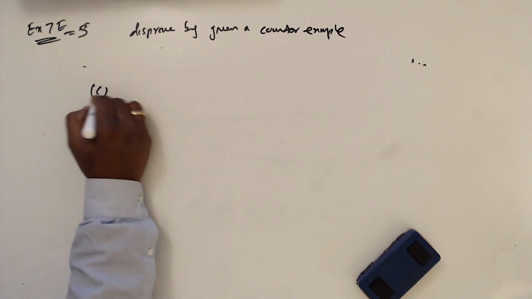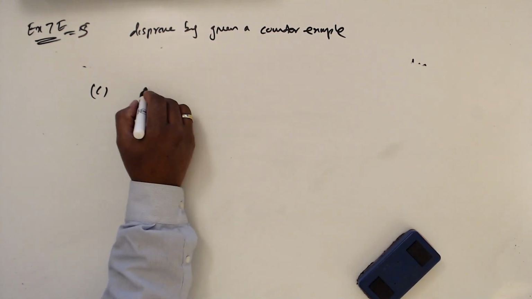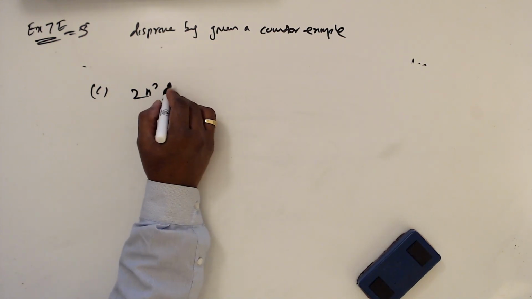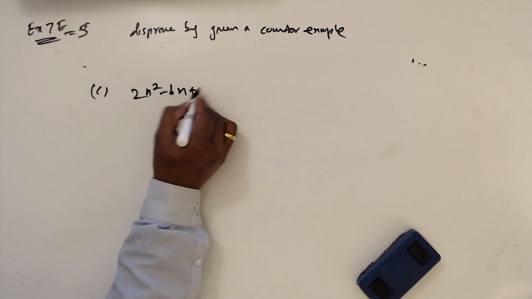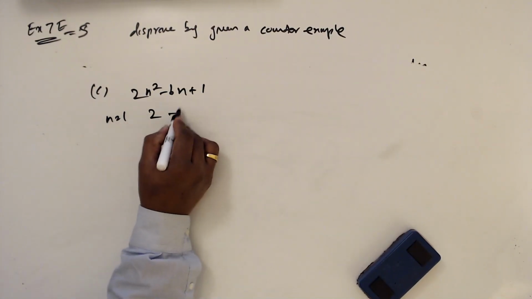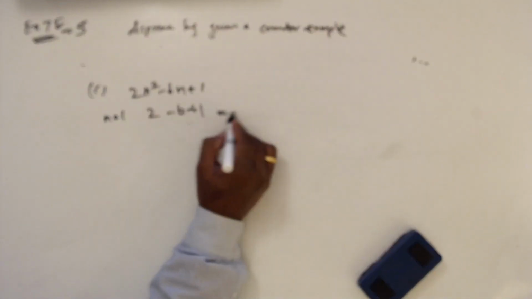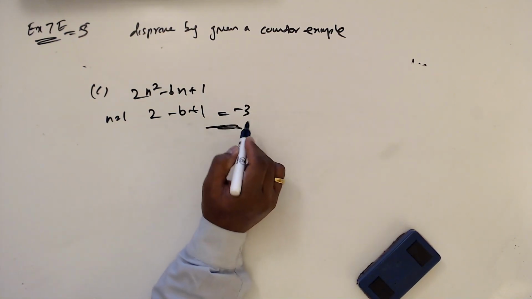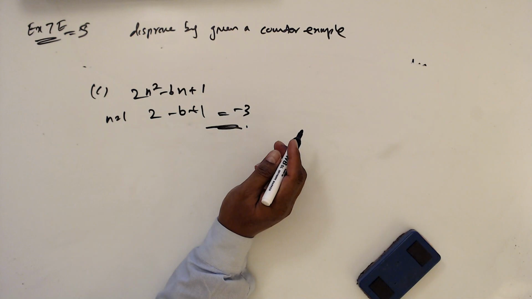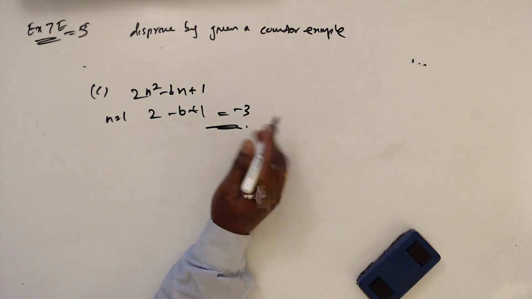I'm not sure about the value for this one, 2n square minus 6n plus 1. I think I checked n equal 1. 2 minus 6 plus 1, the answer is minus 3. No, not possible. So the statement is not true.